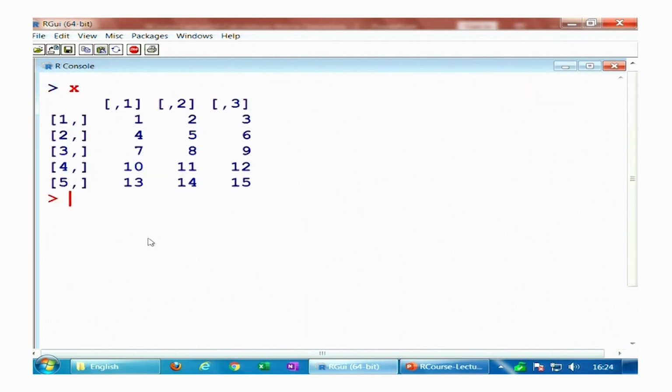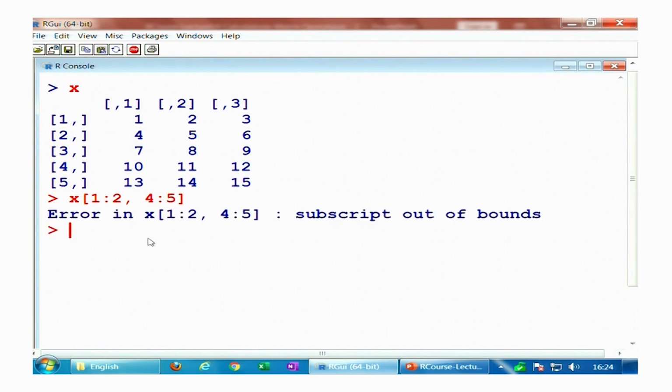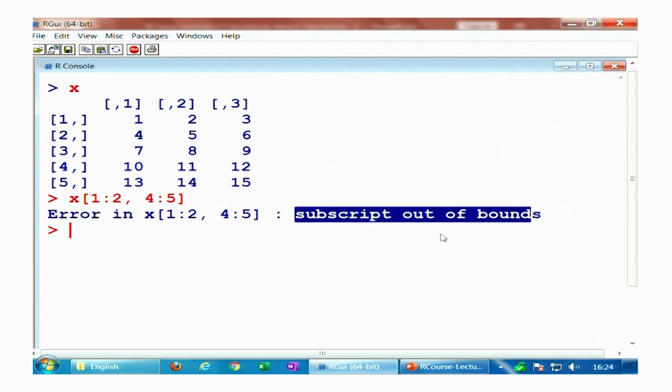And similarly, if this is your matrix X and you want to have a submatrix from rows 1 to 2 and columns 4 to 5. You want the first and second rows and the fourth and fifth columns, and then you see there is an error here. Why? Because when you write 4:5, that means the fourth and fifth columns, there is no fifth column, there is no fourth column, there are fourth and fifth rows, right. That is why it is giving you an error, and it is saying the subscripts out of bound.